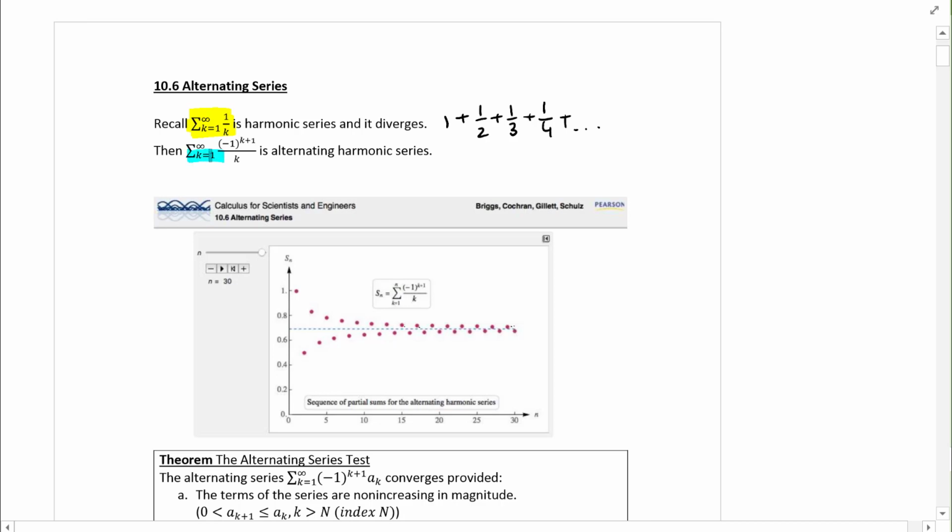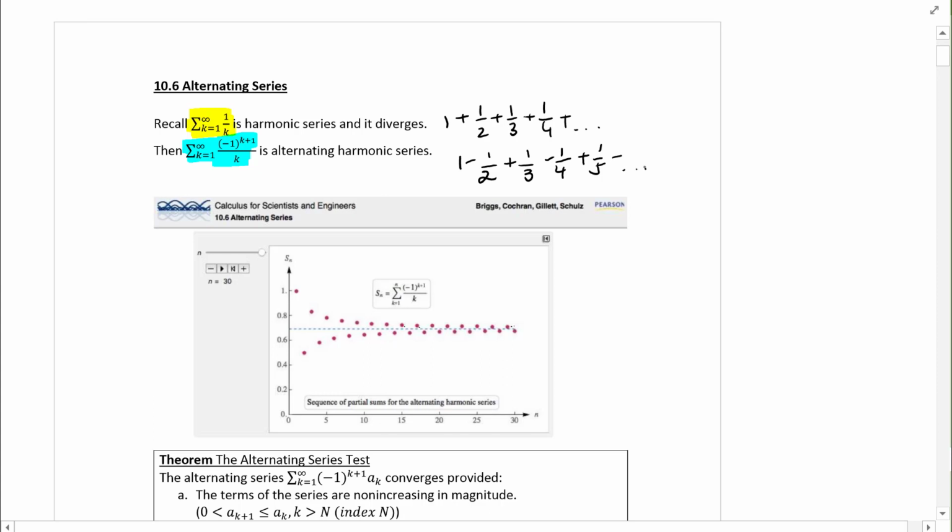Now, the sum as k goes from 1 to infinity of (-1)^(k+1) over k is an alternating harmonic series. Let's see what happens. Is it diverging? Is it converging? If I give a few values just to see how it looks, if k equals 1, we get 1. If k equals 2, we get negative 1/2. If k equals 3, we get plus 1/3, minus 1/4, plus 1/5, and so on.